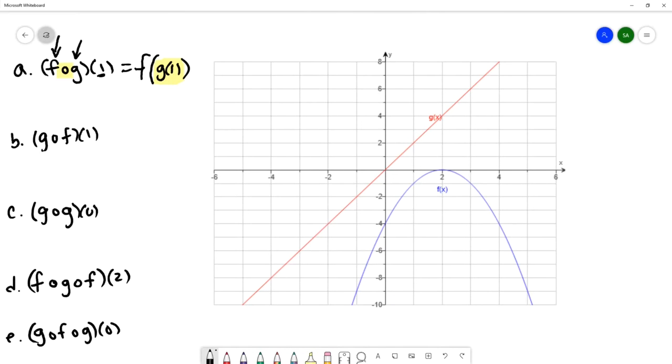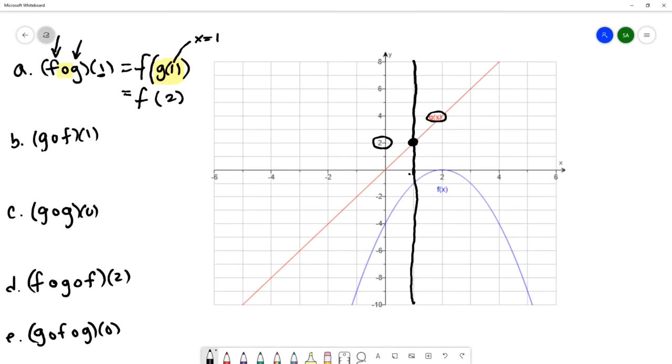G of 1 indicates that x equals 1. So on the graph, I'm going to find where x equals 1, and x equals 1 along this line here. These are all the ordered pairs where x equals 1. I'm interested in the one that falls on the graph of G. So I'm interested in this point here. That point has a y value of 2. So G of 1 equals 2.